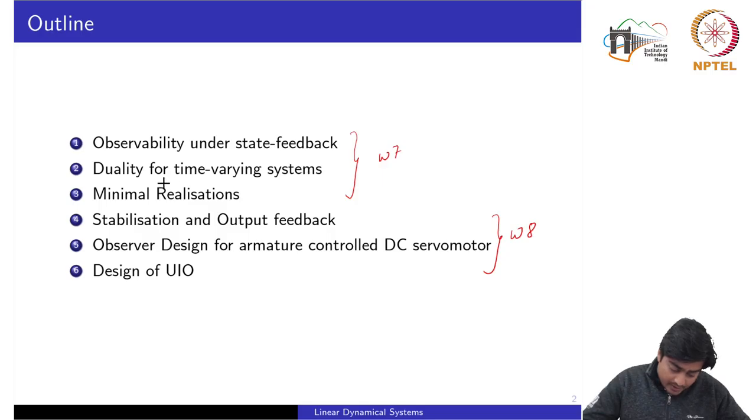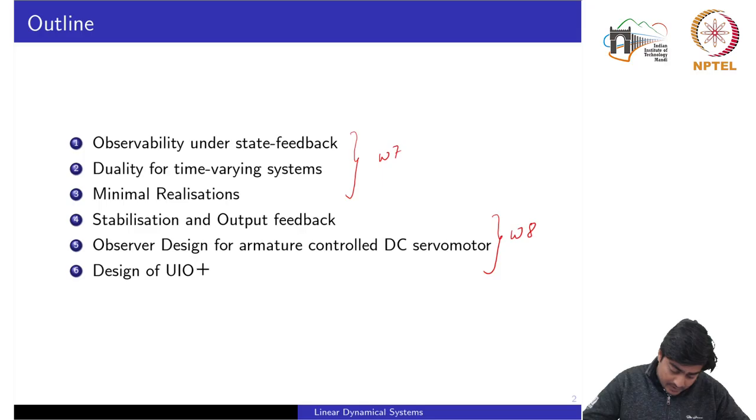Second, we shall see the duality for time varying systems. For the LTI system, we had seen a detailed proof about the duality, but we left this question unanswered at that time: whether there exists any duality for the time varying case similar to the LTI case. The third problem is about the minimal realization, where we will try to correlate the concepts of controllability and observability with the many realizations.